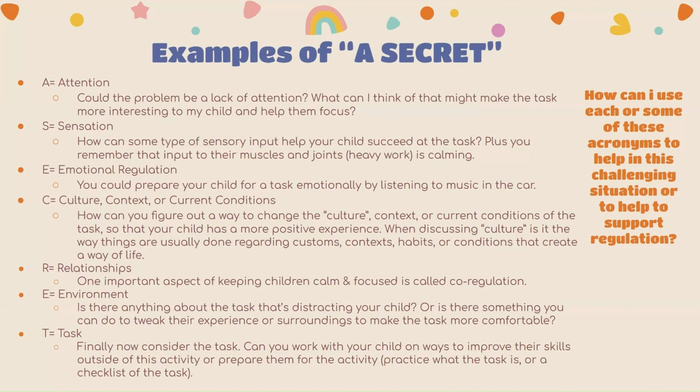For environment, some questions you can consider are, is there anything about the task that's distracting your child? Or is there something you could do to tweak their experience or their surroundings to make the task more comfortable? For example, let's say your child is sensitive to light and is playing in the afternoon sun. Maybe sunglasses would help, or maybe moving the activity to more of a shaded area. If your child has an auditory processing concern, maybe he's unable to hear someone clearly. Try encouraging your child to ask the person to speak louder.